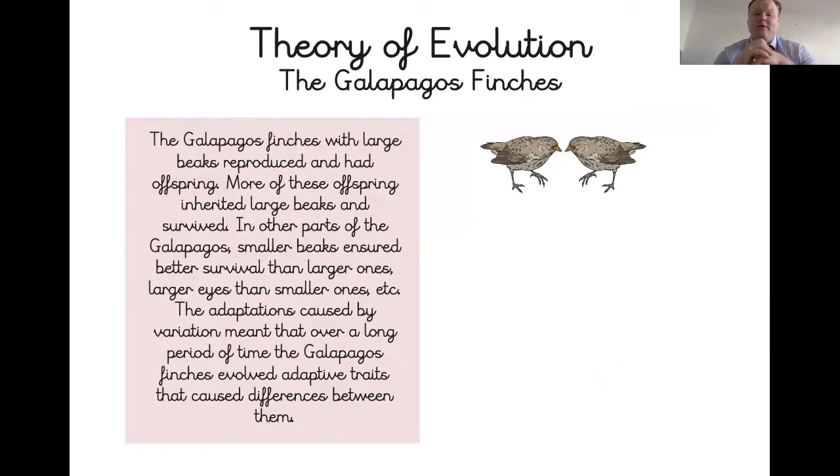In other parts of the Galapagos, smaller beaks ensured better survival than larger ones, larger eyes than smaller ones, for example. The adaptations caused by variation meant that over a long period of time, the Galapagos finches evolved adaptive traits that caused differences between them.